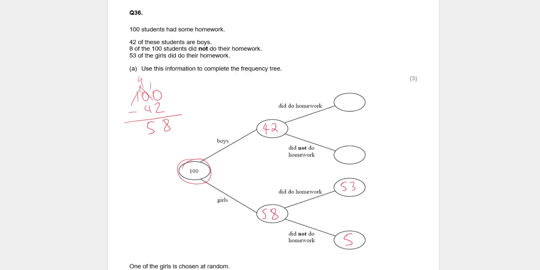Out of the 42 boys, we don't know how many did homework or how many didn't, but what we know is 8 out of the 100 did not do their homework. And out of those 8, 5 of them were girls, so 3 of them are going to be boys. So, how many boys did their homework? 42 take away 3, which is 39.